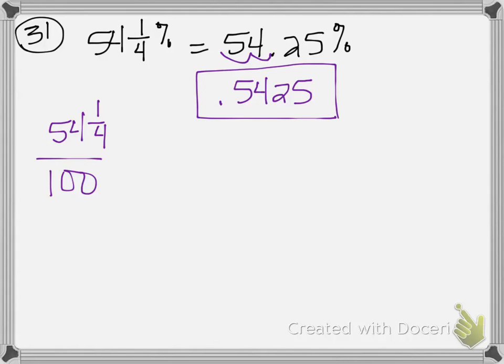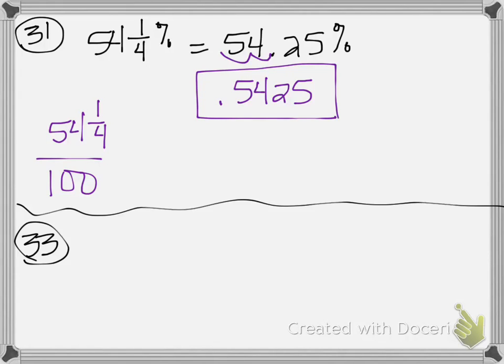So for 33, when it says find percent notation, it's going the other direction. Then 32 would be 0.5825. I like to convert it like the 1/4. Go ahead and change that fraction part to a decimal, and then just move my decimal point after that.